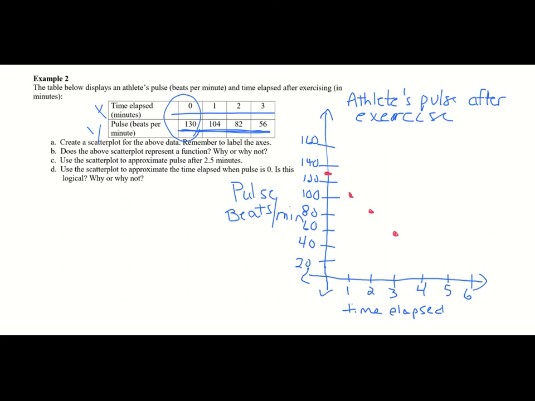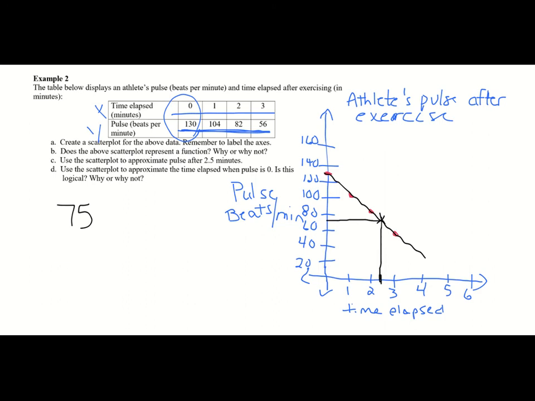And then use the scatter plot to approximate the pulse after 2.5 minutes. This is where I'm going to draw a line here to just kind of see. It's kind of a linear thing. 2.5 minutes would be right about here. So I'm going to approximate the pulse right here. I'm going to say after 2.5 minutes, it's maybe 75. And again, it's approximation, so there's going to be some leeway in your answers. But as long as it's in the ballpark and reasonable, then it works. So I'm going to say 75 beats per minute.